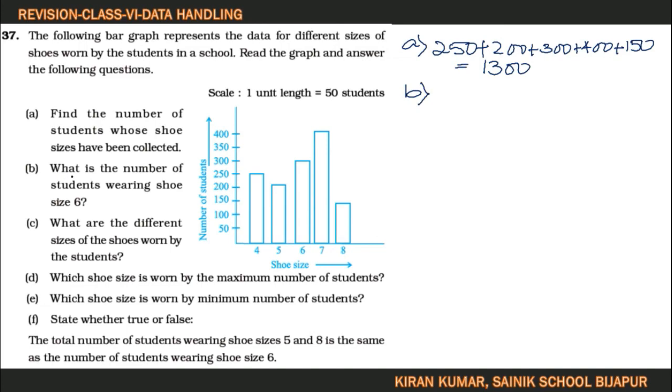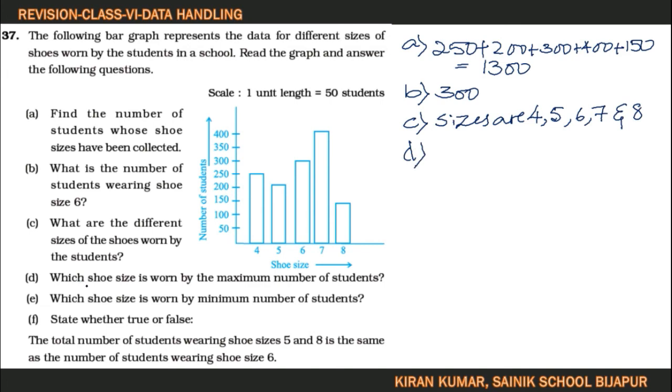Second sub question, what is the number of students wearing shoe size 6? Shoe size 6, it is 300. So 300 students, they wear shoe size 6. What are the different sizes of shoes worn by the students? The sizes are 4, 5, 6, 7 and 8.